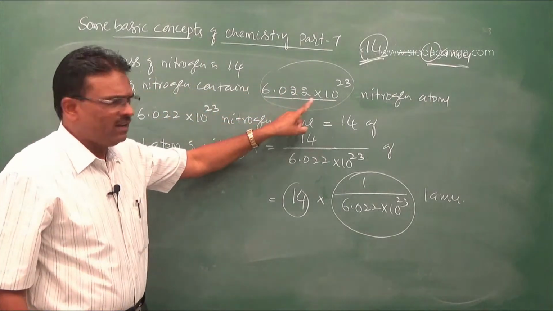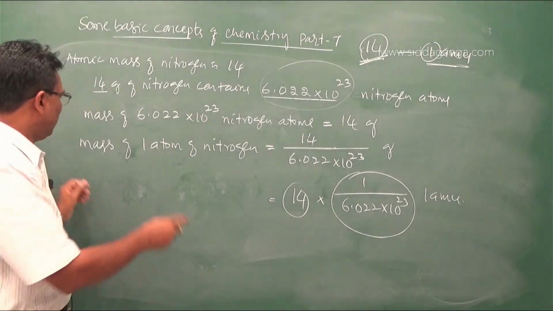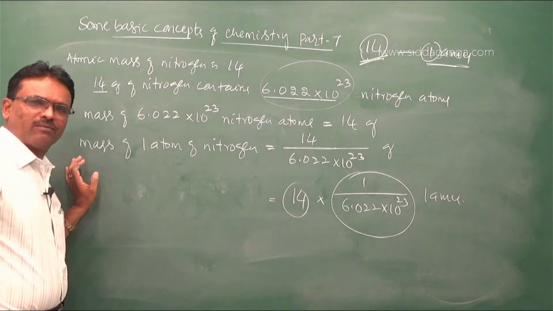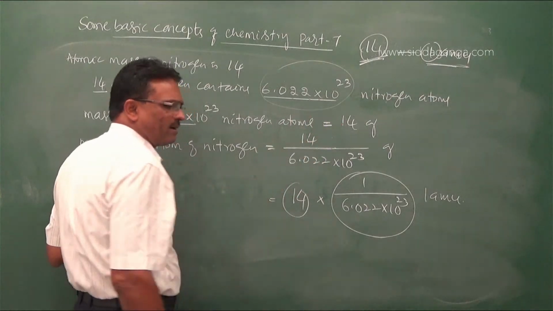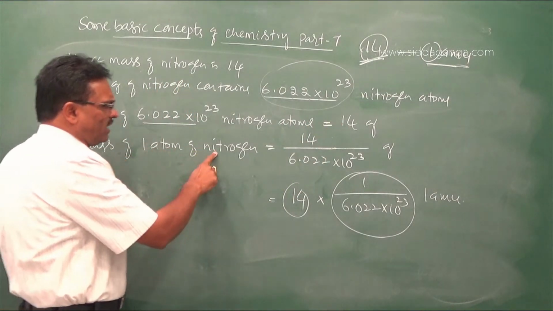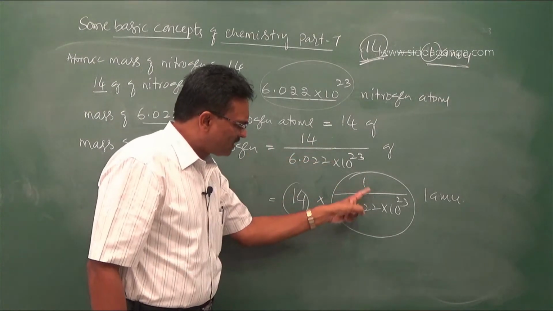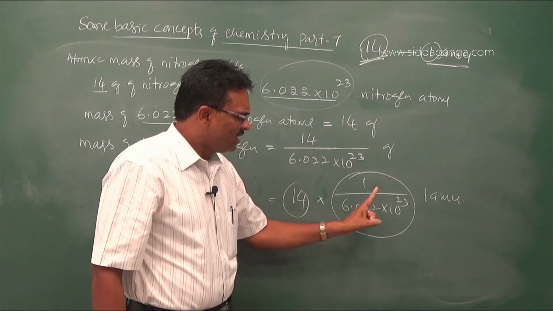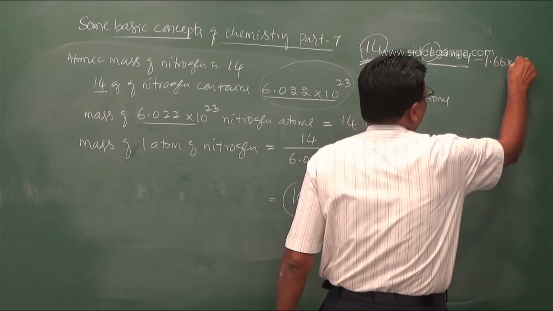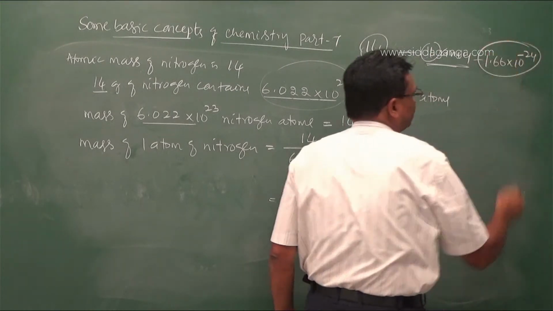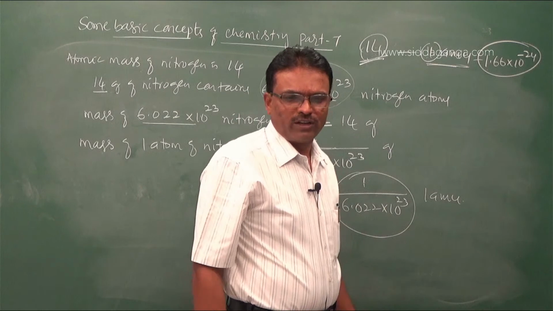If 14 gram contains this many atoms, what should be the mass of this many atoms? 14 gram. I have written this in reverse. Then what is the mass of one atom of nitrogen? So Avogadro number of nitrogen atoms has mass 14. So mass of one atom of nitrogen is 14 by Avogadro number. So 1 by Avogadro number, this value is 1 AMU. This value is 1.66 into 10 to the power of minus 24.